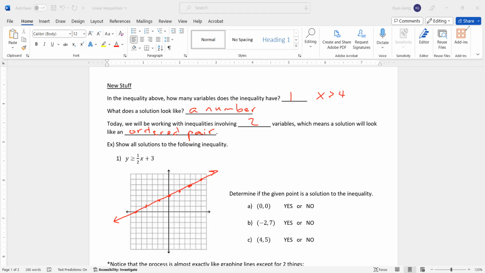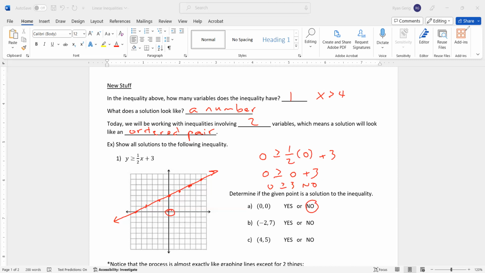Before I go any further, I want to determine if the given point is a solution to the inequality. Okay, so (0, 0). All right, so (0, 0) is right here. We're going to plug that into the original inequality. So I'm going to put 0 in for y and 0 in for x, and see if that's a true statement. So 0 is greater than or equal to 0 plus 3. So is 0 greater than or equal to 3? No, it's not.